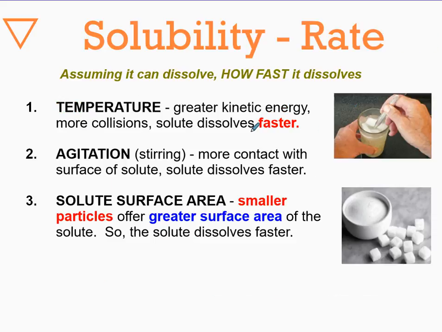Solubility rate. Assuming something can dissolve, how do we improve the speed with which it dissolves? Number one, again, is increasing temperature. The more kinetic energy, generally speaking, the more collisions you have, the more likely your solute will dissolve faster. There are exceptions to this. Agitation will always help. The more contact between the surface of the solute and the solvent, the faster the solute will dissolve. Agitation helps a great deal. Finally, solute surface area. Smaller particles give a greater surface area for the solvent to work, and therefore increasing surface area or making particles smaller will increase the rate of solubility of a solid.